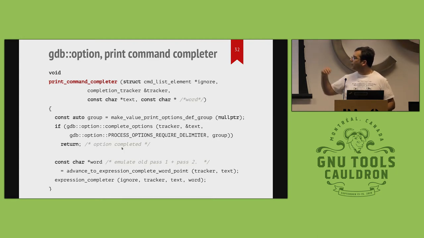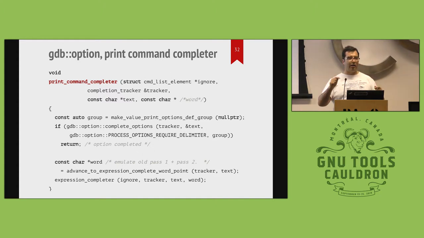And once you've processed the options, if the user types set print minus EL and presses tab, it's going to complete elements. And that's it. The work is done. You already have the completion. So it returns true and goes back.